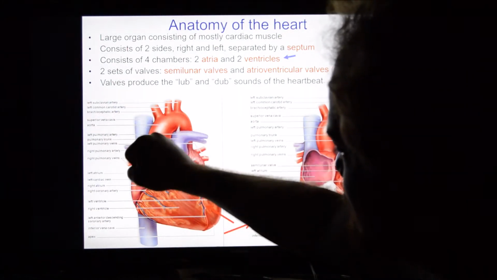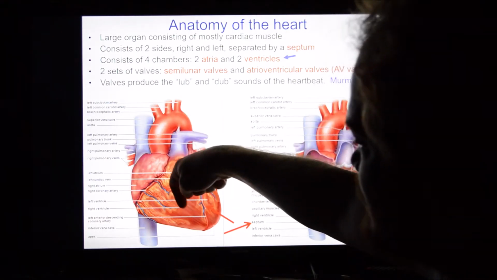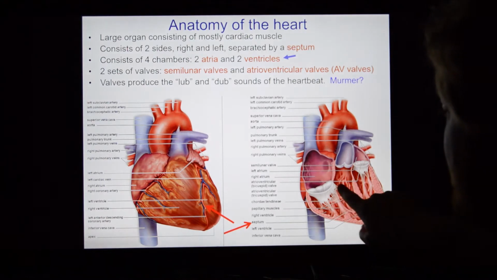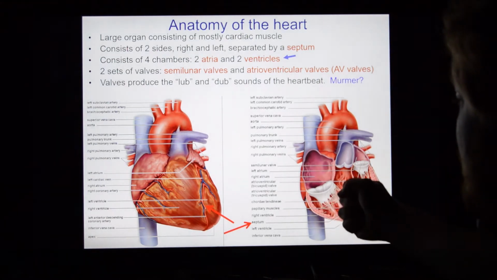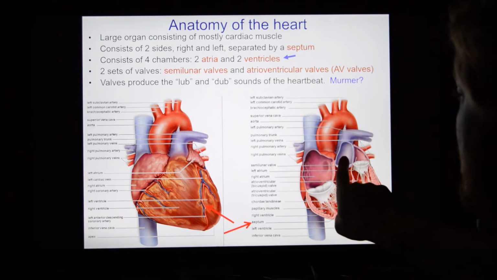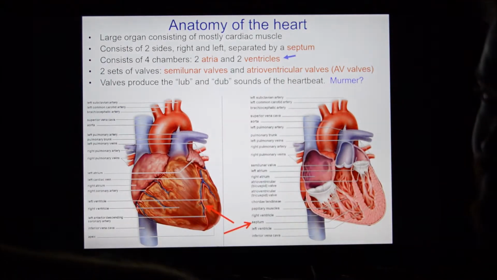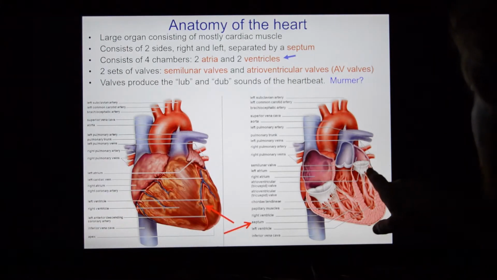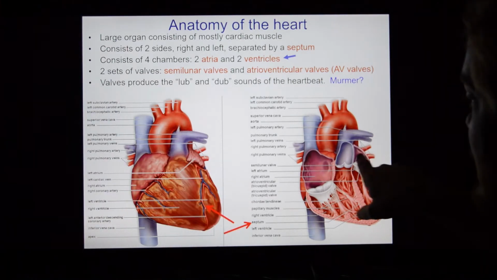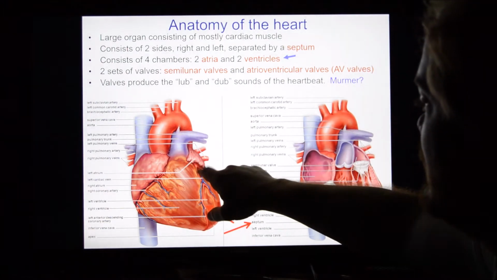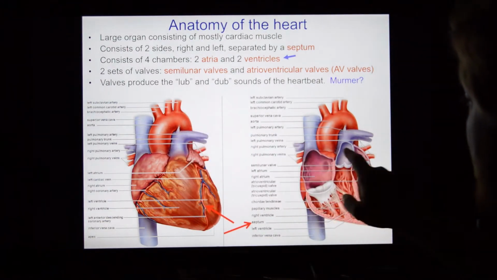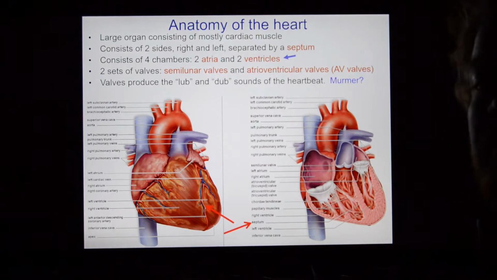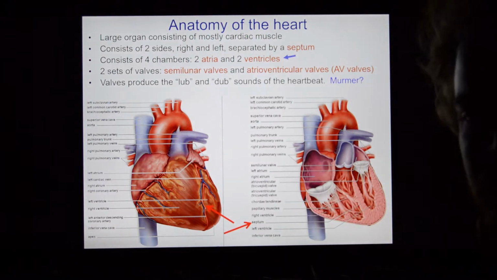The right atrium contracts and sends blood down into the right ventricle. You can see this here. Right atrium, right ventricle. The right ventricle contracts, sends blood up and then out to the lungs. That blood comes back from the lungs and goes into the left atrium. Can't see it because of the way the heart's turned here, but this is the left atrium. The left atrium has blood that comes back from the lungs, full of oxygen and ready to go.